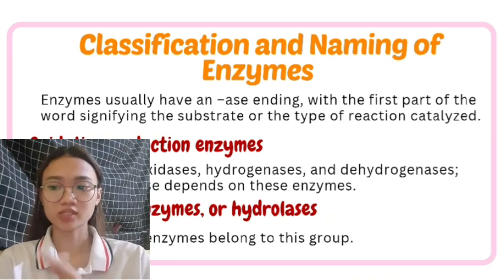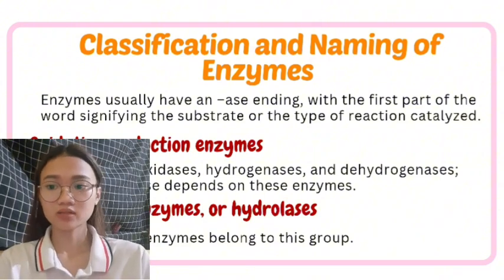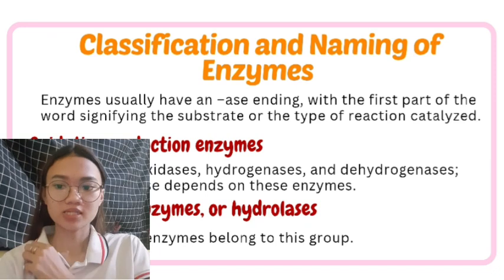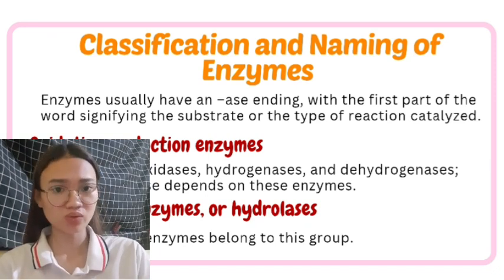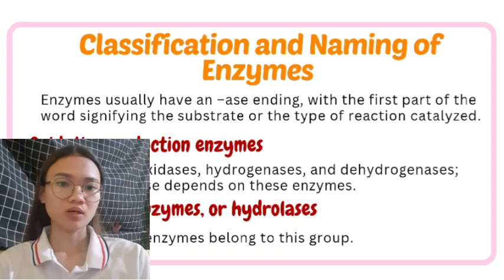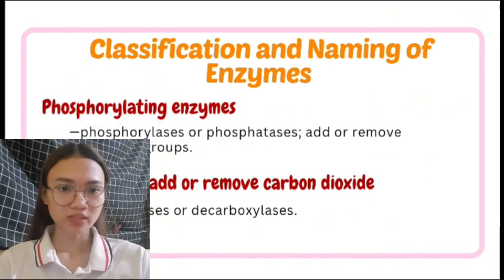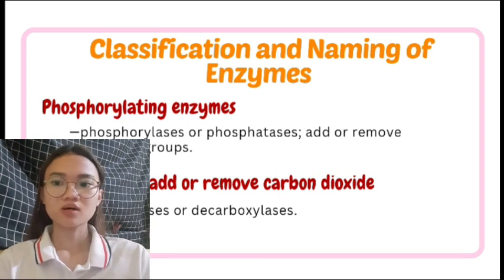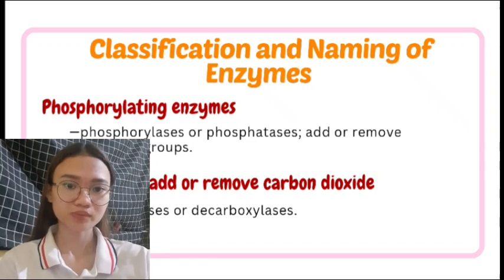So for example, si lipase, it breaks down the lipids or yung fats. Si sucrase naman, it breaks down the sucrose or yung sugar natin. Si maltase naman, breaks down the maltose, also sugar. Next, we have the phosphorylating enzyme. So, si phosphorylating enzyme, siya yung nag-add or remove sa ating phosphate group.